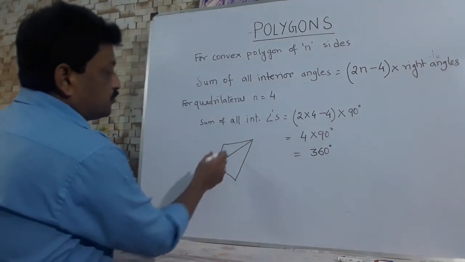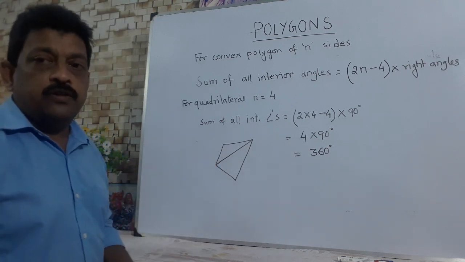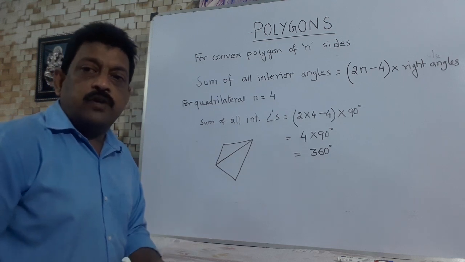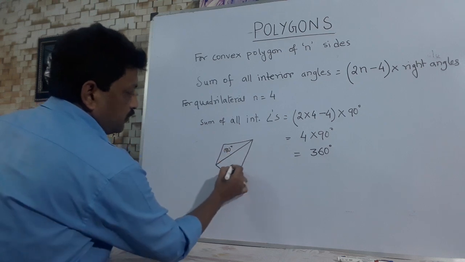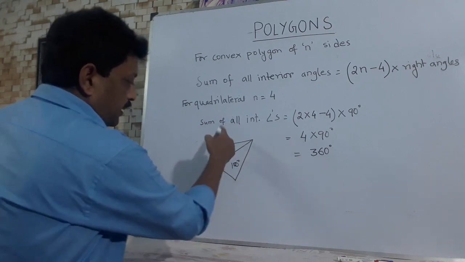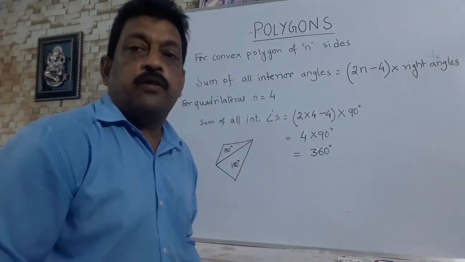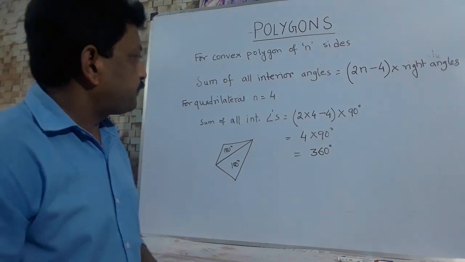Now when the diagonal is drawn, this quadrilateral is divided into two triangles, and we all know the sum of all angles of a triangle is 180 degrees. So if for this triangle it is 180 degrees, for this triangle it is also 180 degrees, therefore the total is 360 degrees. That is what we have got from the formula. Okay, so this one is also verified.